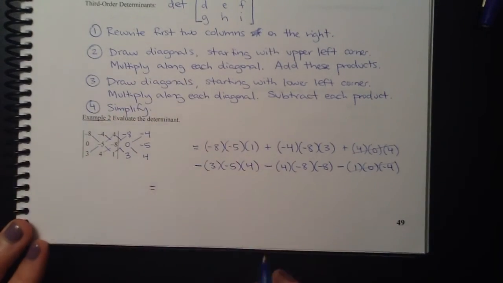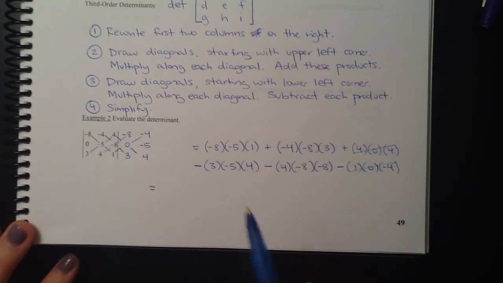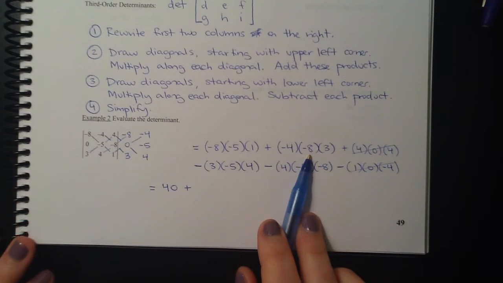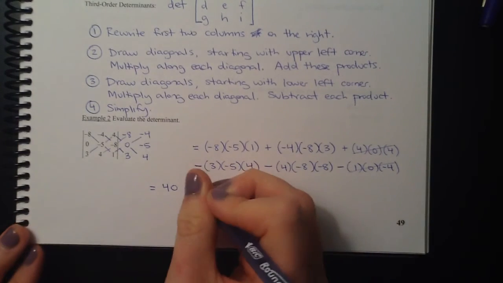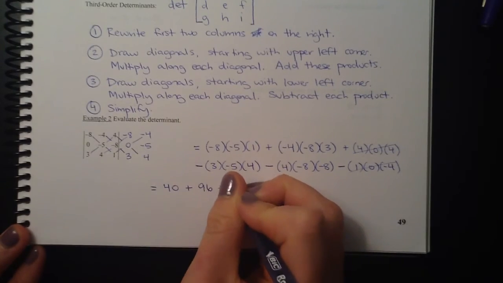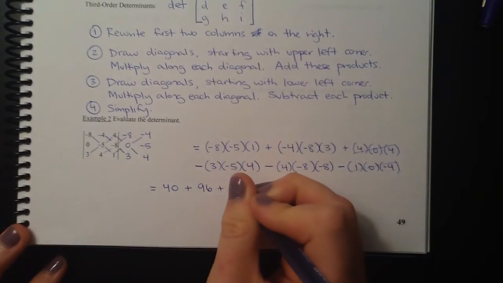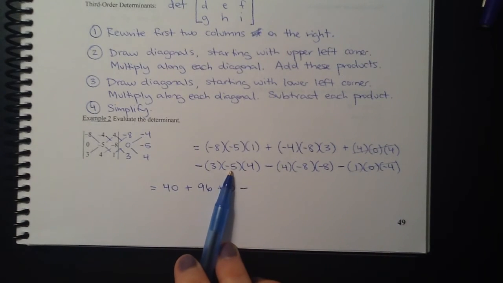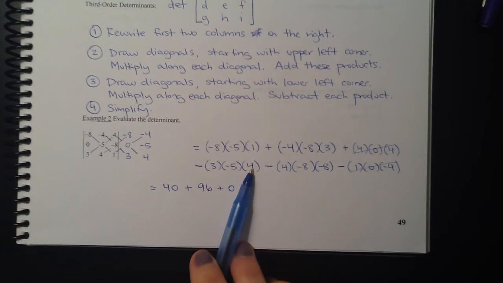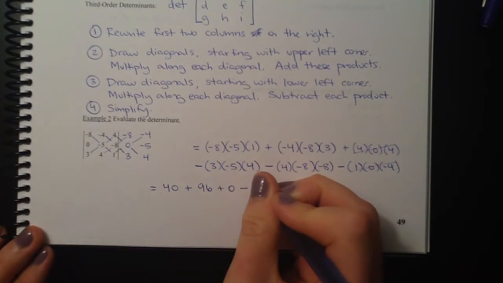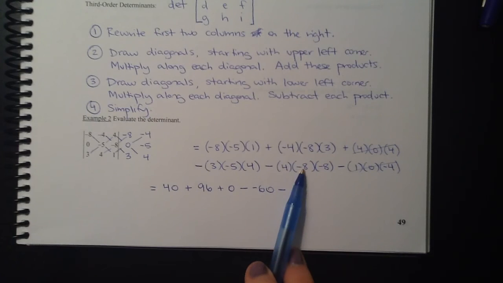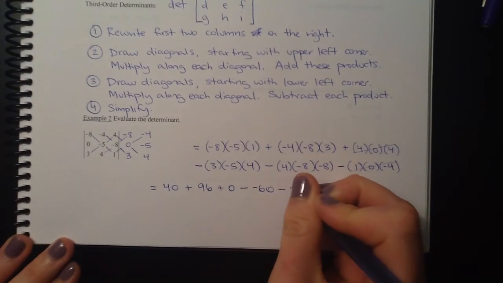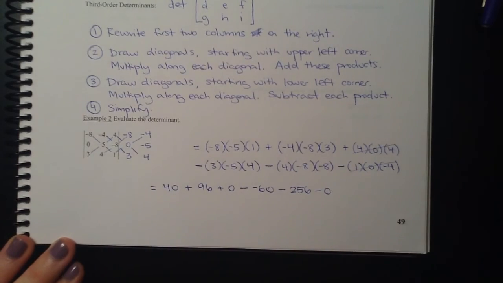Okay, so this equals, so negative 8 times negative 5 is 40 times 1, it's still 40, plus negative 4 times negative 8 is positive 32, times 3 gives us 96, plus 0, we know this next one is 0, and then minus 3 times negative 5 is negative 15, and then times 4 would be negative 60, so minus negative 60, minus 4 times negative 8 is negative 32, and then times negative 8 again would be negative 250, I'm sorry, positive 256, and then minus 0.